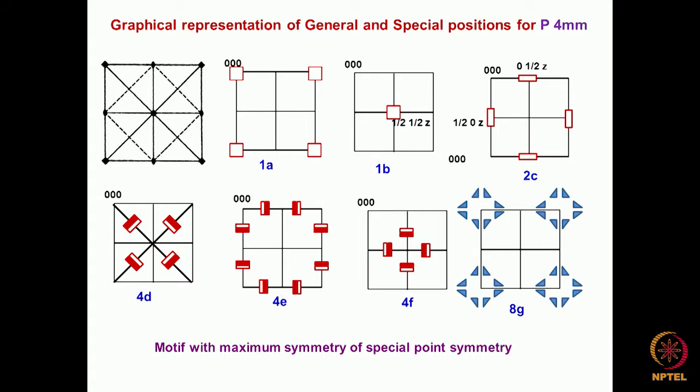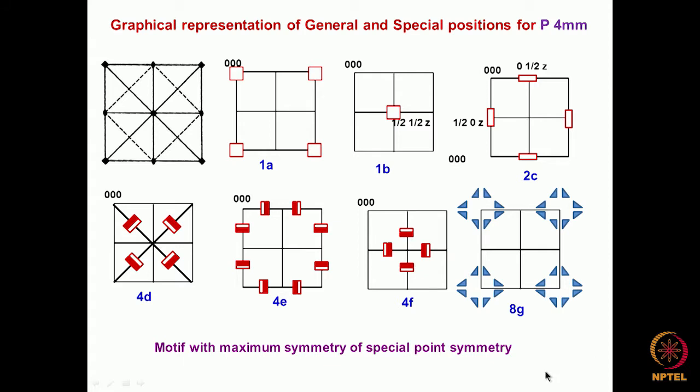From this we can understand that there are various positions in which atoms could be kept, and the number of atoms which are required to be kept on different positions also changes, from 1 to 8 in this particular case. Like in the 4d case, yeah.